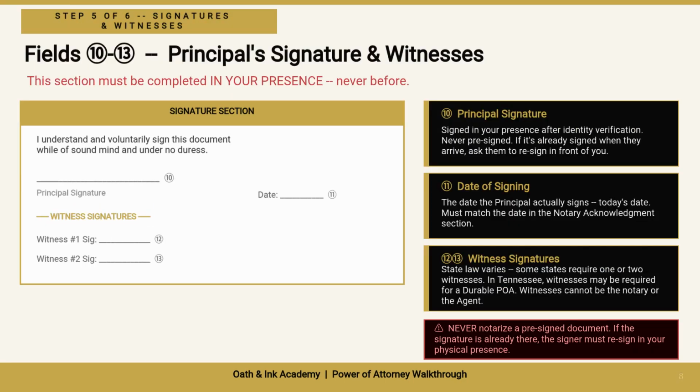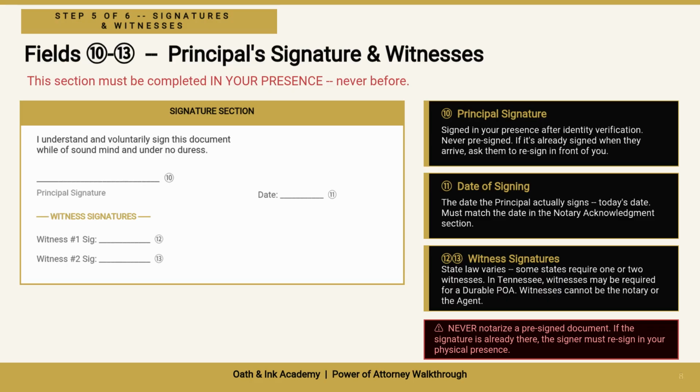Fields 10 through 13, the signature section. And this is where your presence as a notary becomes absolutely essential. First, field 10, the principal's signature, must be signed in your presence, not before, not at home the night before, not signed and then brought to you. In your presence after you have verified their identity. If someone walks in with a document already signed, politely ask them to re-sign in front of you or decline the notarization. Next, field 11 is the date of signing, which should be today's date, the date the principal actually signs. This date must match the date you record in the notary acknowledgment section.